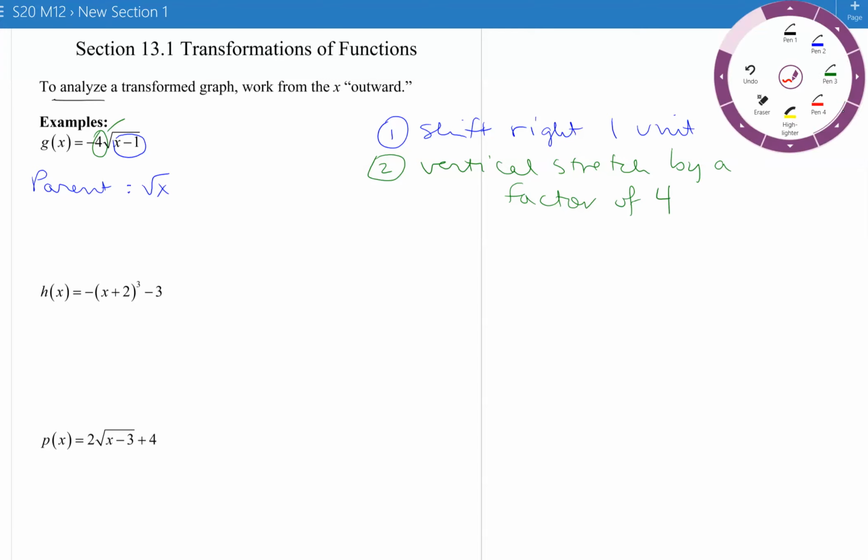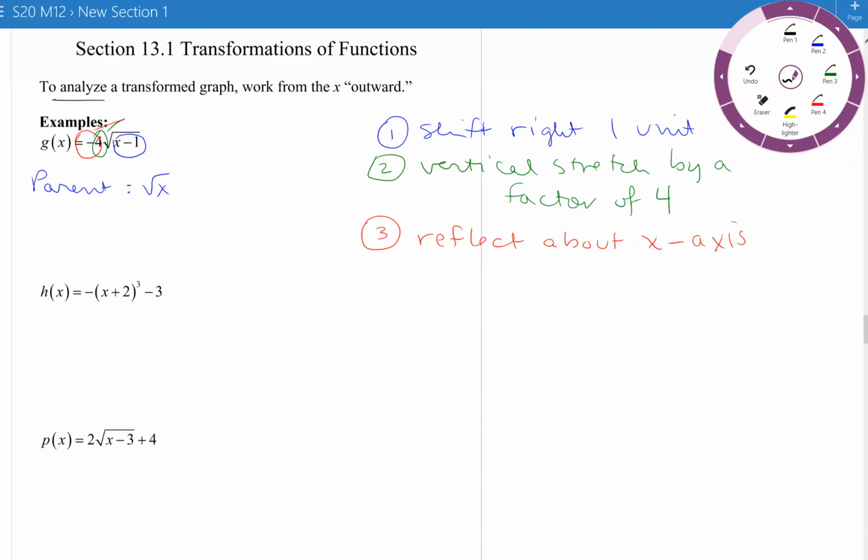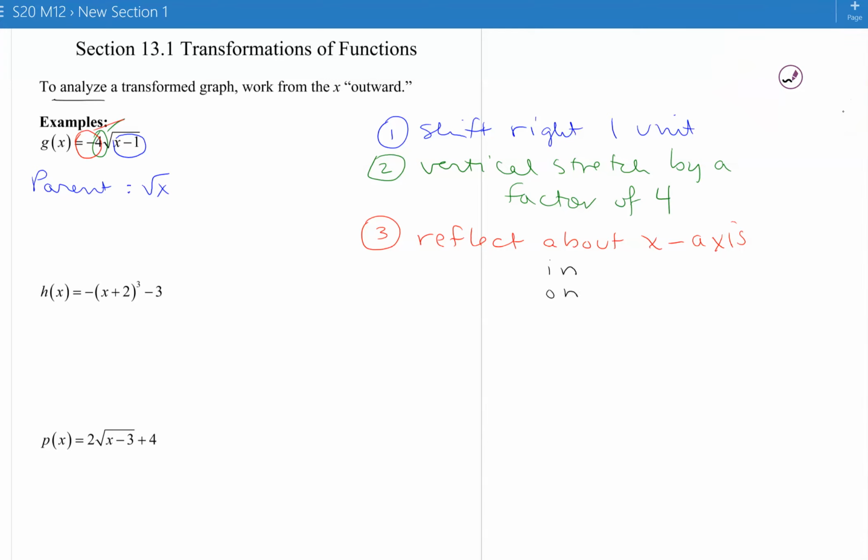And then the last transformation is this multiplying by negative after the function, which causes the graph to reflect about the x-axis. So let me take a minute here and talk about language. Some people will say reflect in, reflect on, reflect over. You'll hear all those different words. It doesn't matter which one you use. Those are all appropriate. But you must use the word reflect. No other word is correct for what's happening here. It's a reflection. That is a particular type of transformation. So don't use any other word. Use the word reflect.